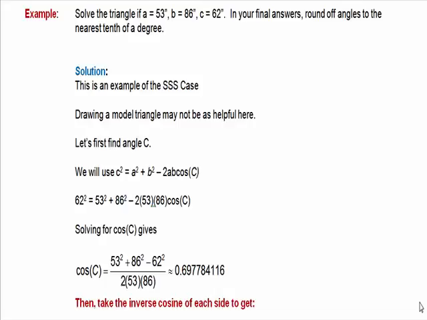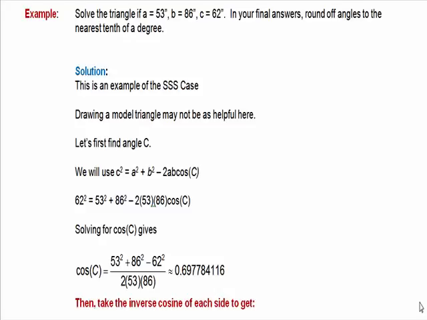So let's take a look at an example that's going to use the law of cosines. What I'd like to do is solve a triangle if side A is 53 inches, side B is 86 inches, side C is 62 inches, and I'm going to make sure I round my angles to the nearest tenth of a degree.